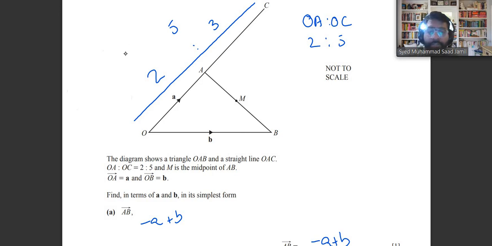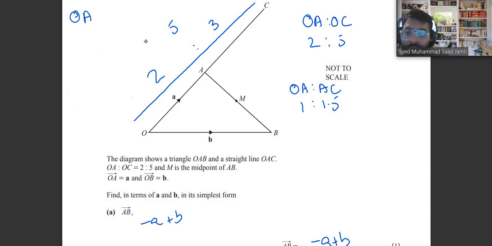So if I want to express this in ratio, like the ratio of OA is to AC, it's going to be 1 is to 1.5. How do I do that? Because I divided this 2 with 2, it's 1, and 3 with 2, it's 1.5. So the ratio is 1 is to 1.5. So if OA is a, so AC is going to be, not 1.5, let me say 3 upon 2a. Alright, because it's 1.5, it means 3 upon 2. So that's 3 upon 2a.